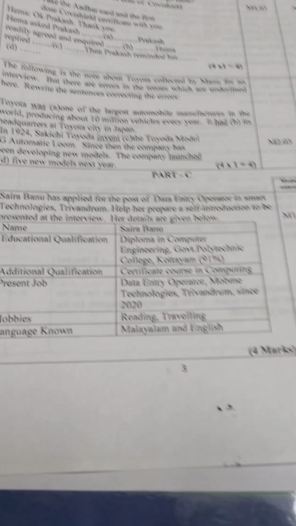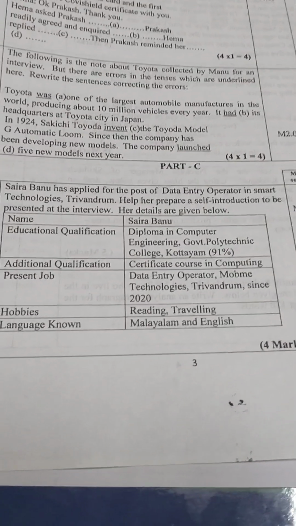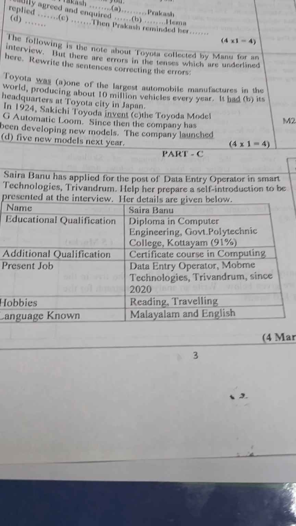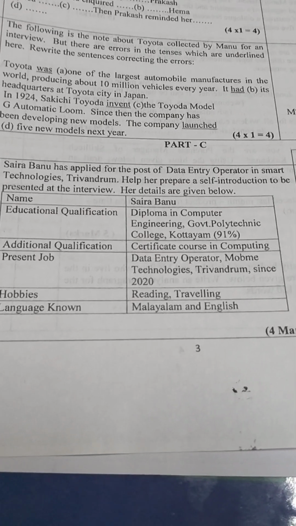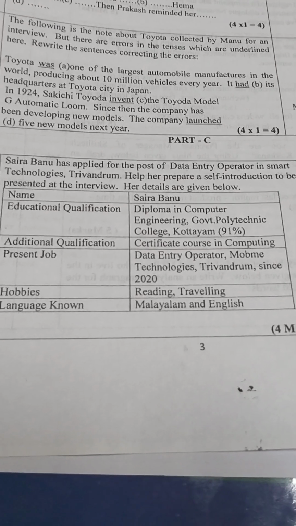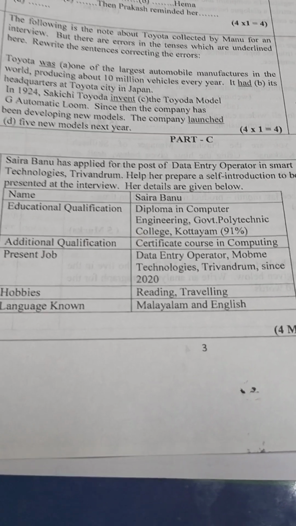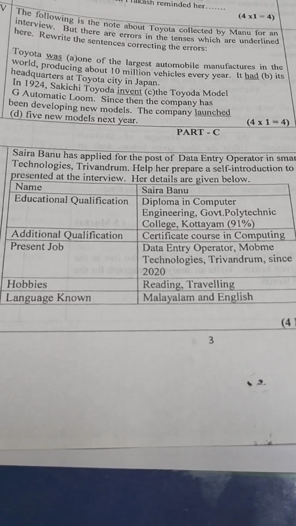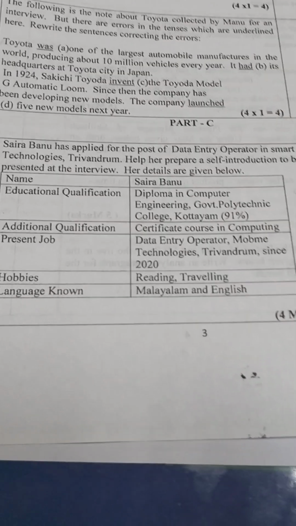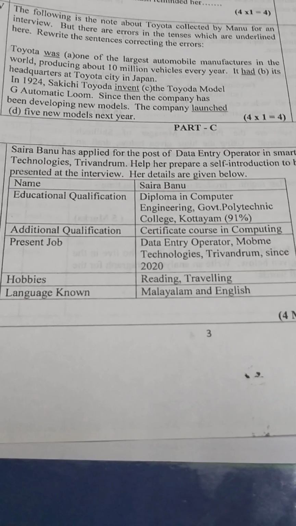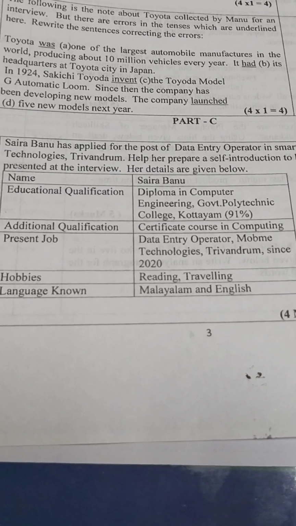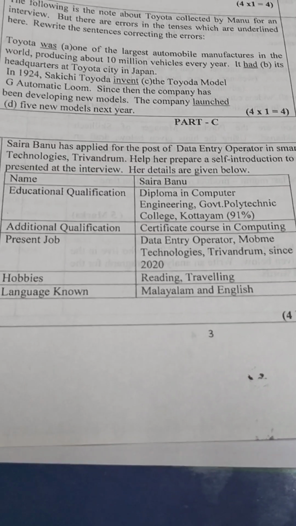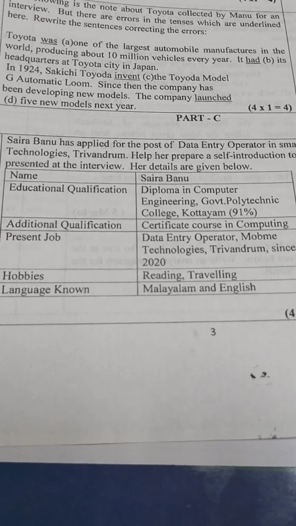So you can also add on to this that my present job where I'm working is data entry operator. This place you have to mention. Next to it you can write, my hobbies are reading and traveling. Now, hobbies are, because there are two hobbies, not one. Okay, so hobby is wrong because the structure will not be appropriate. Languages known to me are Malayalam and English.